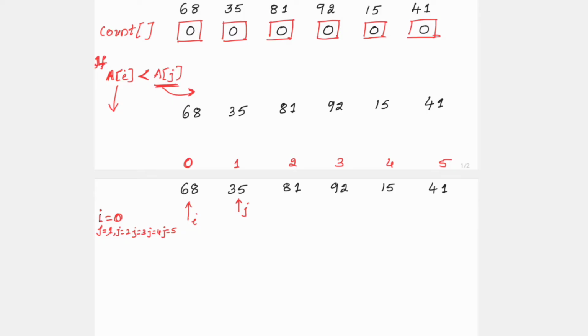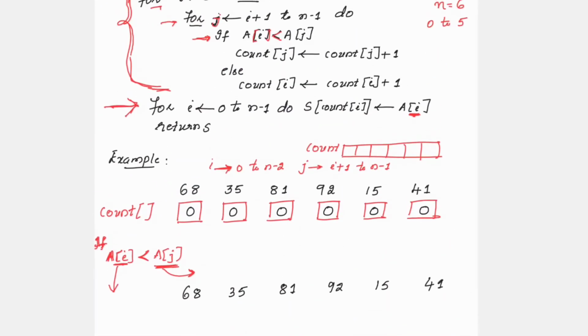So whichever is higher, that respective count will get increased. Now first time we are comparing what? 68 with 35. Is it true? No, 35 is less, 68 is greater. We are comparing A of I less than A of j. A of I is 68. Is 68 less than 35? It is false. If it is false, the else part of the algorithm will get executed. Here count of I will get incremented by 1.